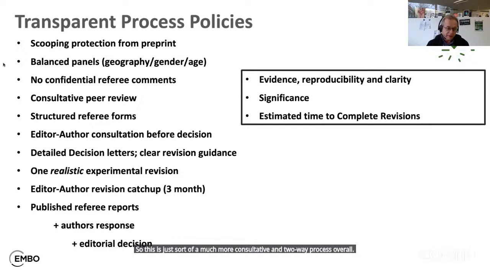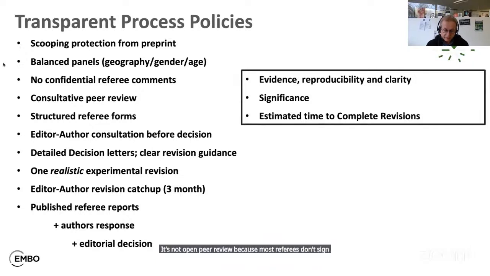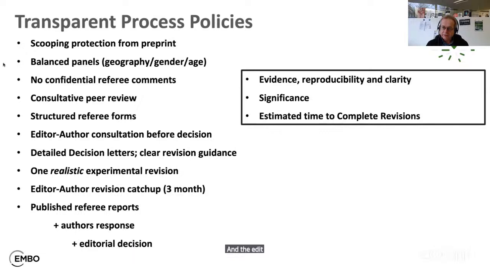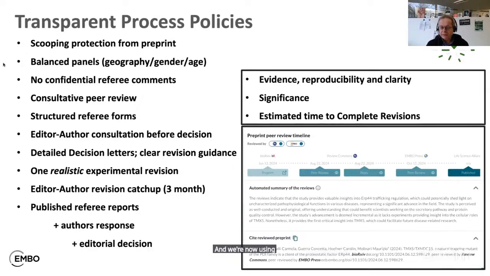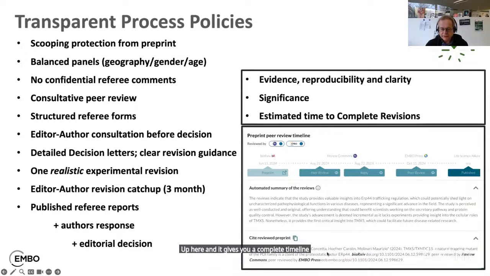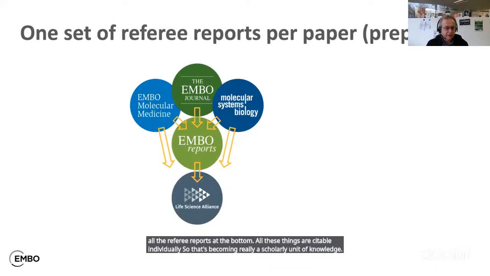We publish our papers alongside the referee reports. We call this transparent peer review. It's not open peer review because most referees don't sign the reports, but we publish these reports together with the author responses and the editorial decision letters of every round, typically one round, as I said, but these can be quite substantive documents. And we're now using AI to summarize these documents. You can see here an automated summary of the reviews up here, and it gives you a complete timeline of every step in the process and all the referee reports at the bottom. All these things are citable individually. So that's becoming a really scholarly unit of knowledge in its own right.